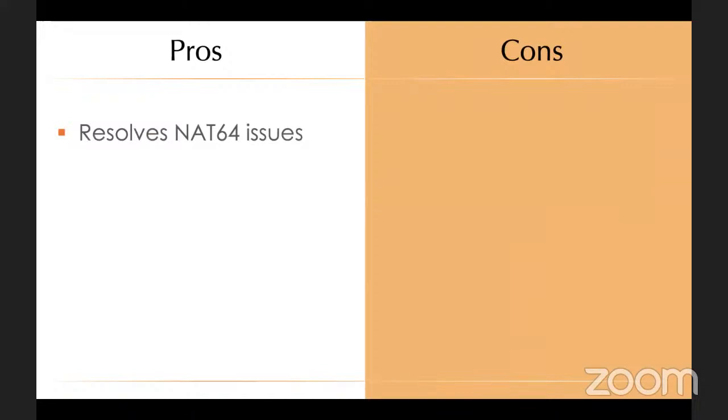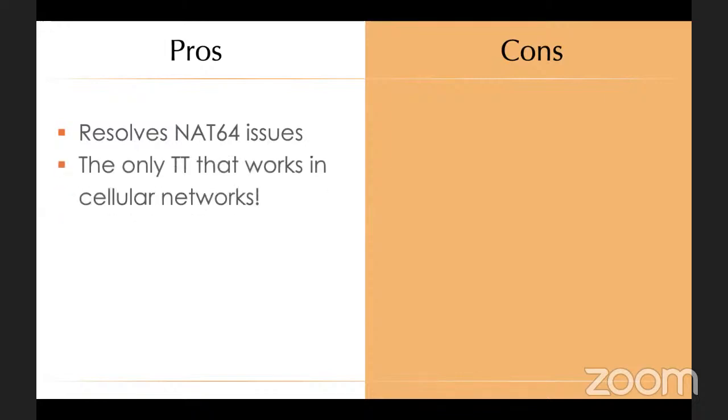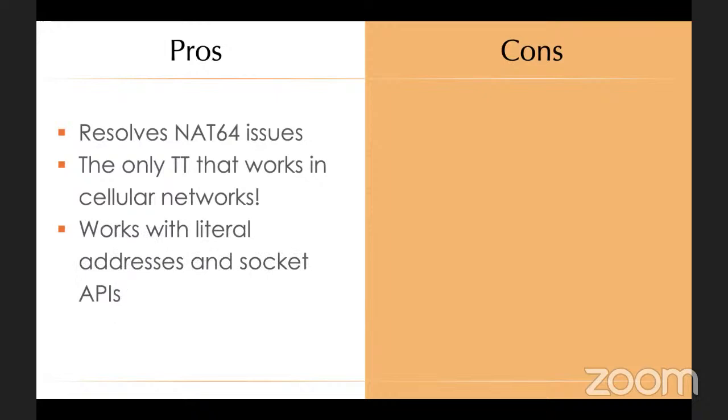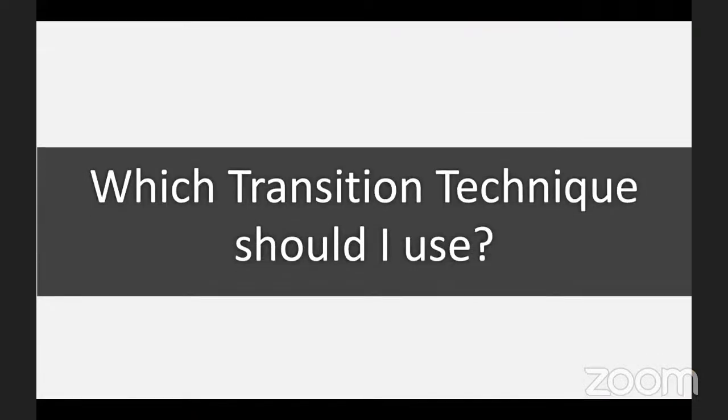So in terms of the advantages and disadvantages, first of all, it resolves the NAT64 issues, which we looked at, and it's the only transition technique that works in cellular networks, and it works with literal addresses and socket APIs. But you still need more addresses, because remember there's a shared pool, right? But the address requirements will be very minimal compared to the other transition techniques that are available.